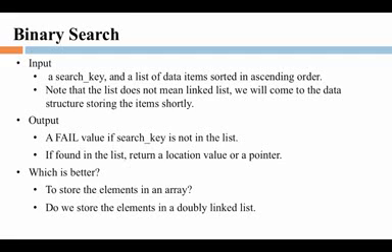Now, when I mean list here, I do not mean a linked list. We will come to the data structure storing the items in a couple of minutes. The output of the binary search procedure is a fail value. You can either return -1 or some special symbol saying that the search has failed if the search key is not in the list. If it is found in the list, our goal is to return a location value. In other words, a pointer to the particular location that contains that value.